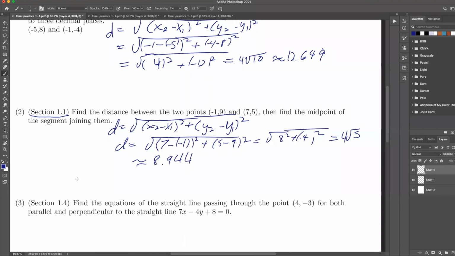All right, so the midpoint is the following. Mid would be equal to x1 plus x2 divided by 2, comma, y1 plus y2 divided by 2. And so in our case, this will be 7 plus a negative 1 divided by 2, comma, 9 plus 5.